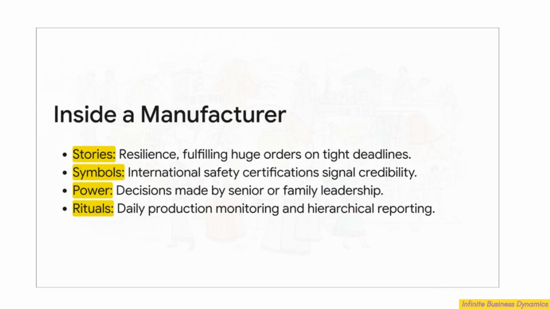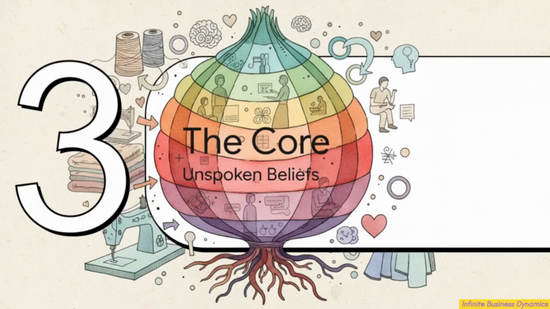And when you use it here, you find some fascinating things. The stories people tell are these epic tales of resilience, of pulling off a massive order against an impossible deadline. The symbols that really matter, they're those international safety certificates framed on the office wall. That's their badge of honor. Power, it's all at the top, usually with the family that owns the business. And the daily rituals? It's this constant obsessive tracking of production numbers, costs, and speed. See, this isn't just a factory. It's its own little world, with its own complex culture. And that's the world the buyer has to navigate.